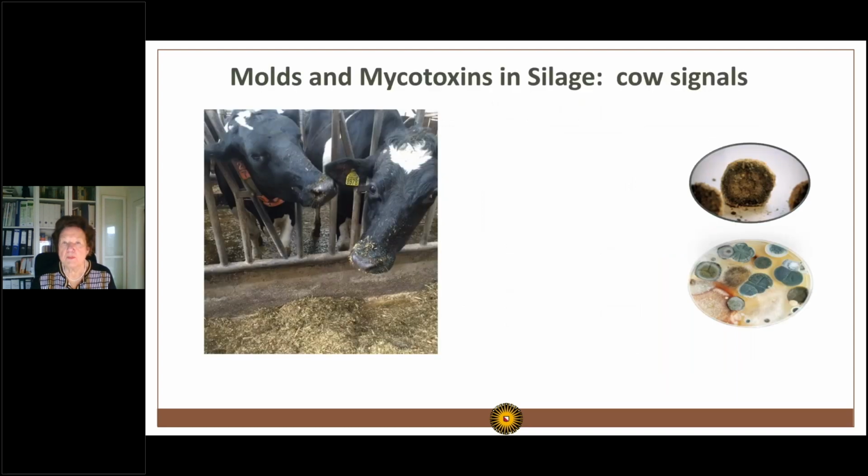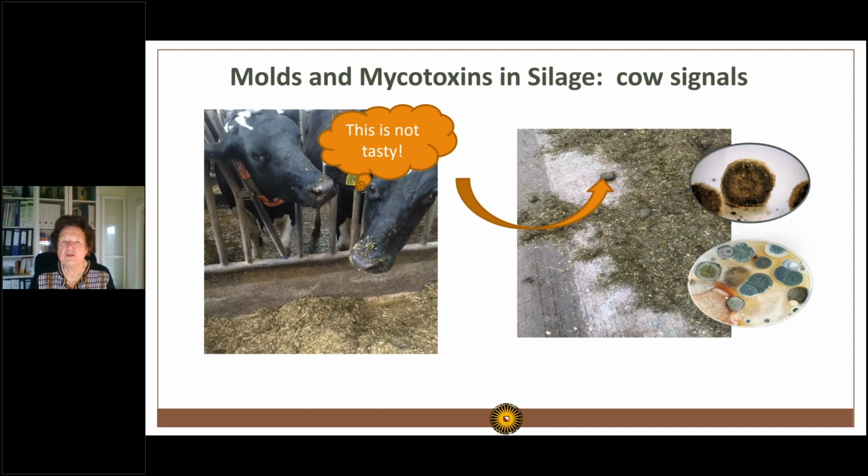If we go to mold and mycotoxins in silage, we see that cows seem to recognize them. And this I use also when I go to farmers and say, look at your cows, because they want to give you a message. And the message here of these two ladies is, this is not tasty.